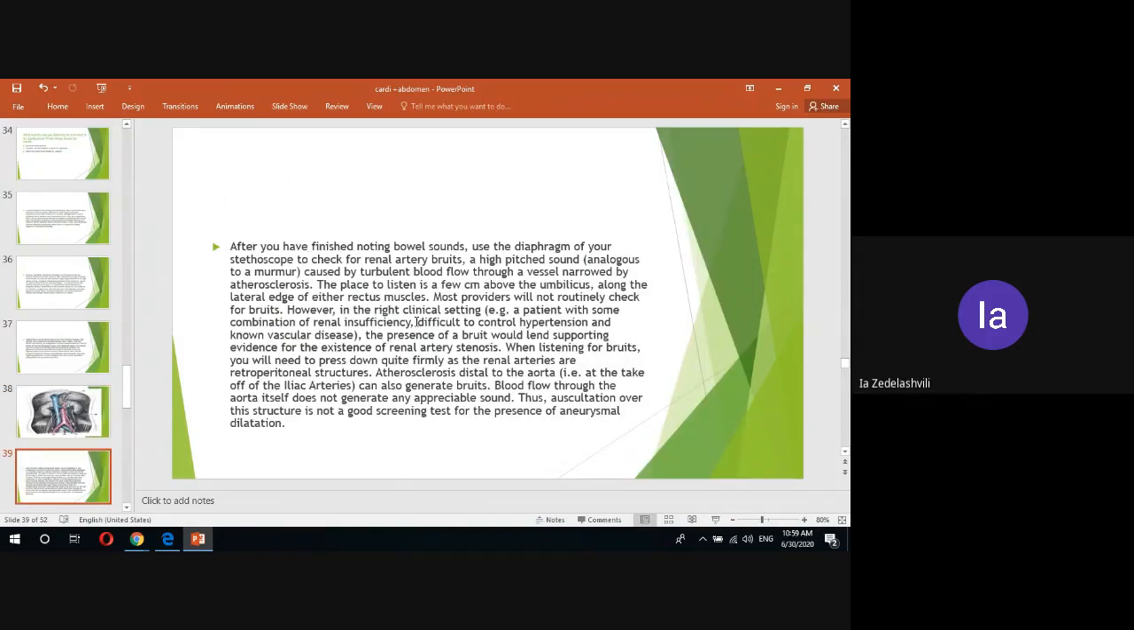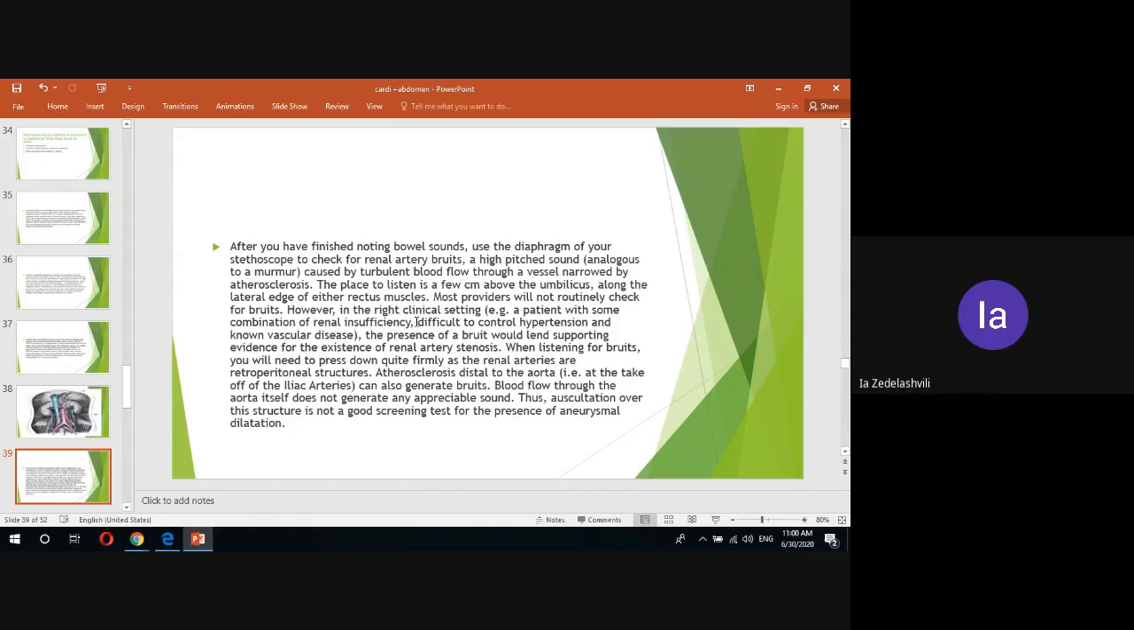After you have finished noting bowel sounds, use the diaphragm of your stethoscope to check for renal artery bruits. A high-pitched sound, analogous to a murmur, caused by turbulent blood flow through a vessel narrowed by atherosclerosis. The place to listen is a few centimeters above the umbilicus, along the lateral edge of the rectus muscle.